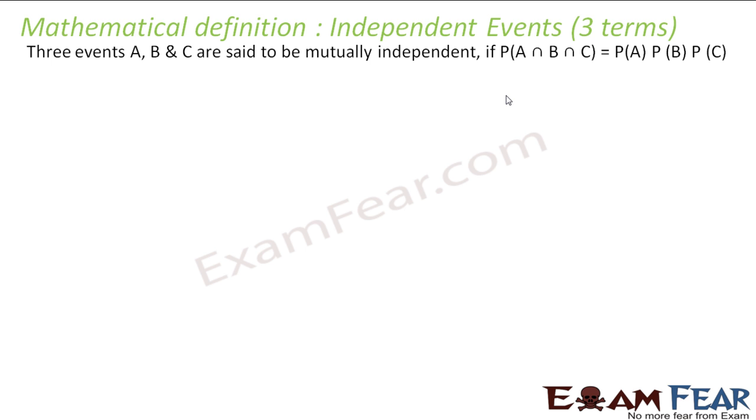We'll have a mathematical definition for independent events which has 3 terms. For 2 terms I knew that probability of A and B was probability of A dot probability of B. For 3 terms similarly, if A, B, C are mutually independent, probability of A and B and C is nothing but probability of A into probability of B into probability of C. Same formula.